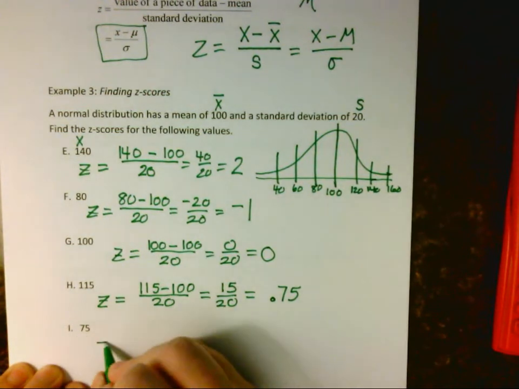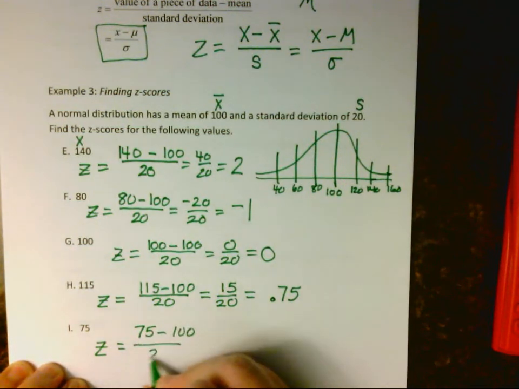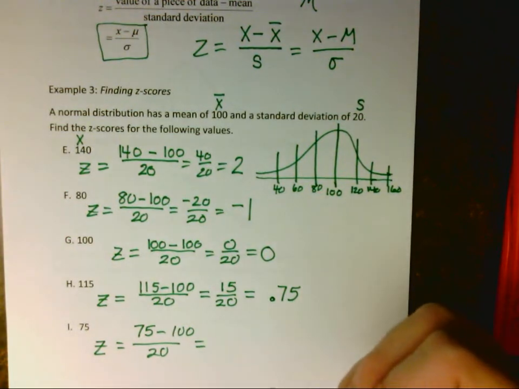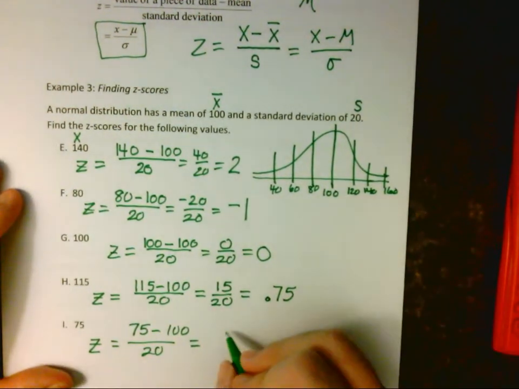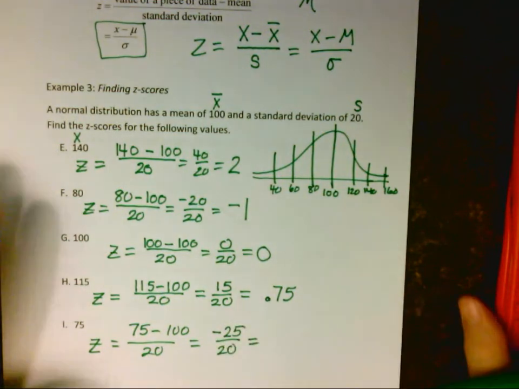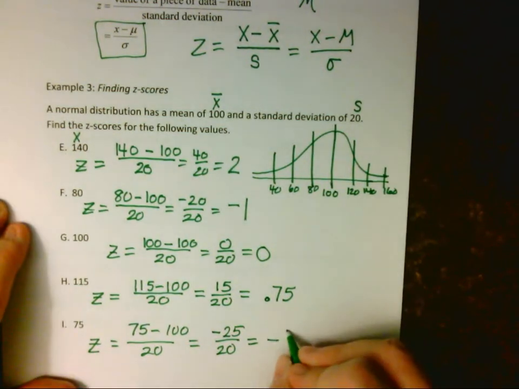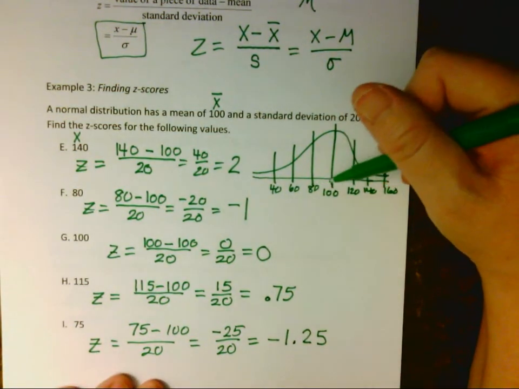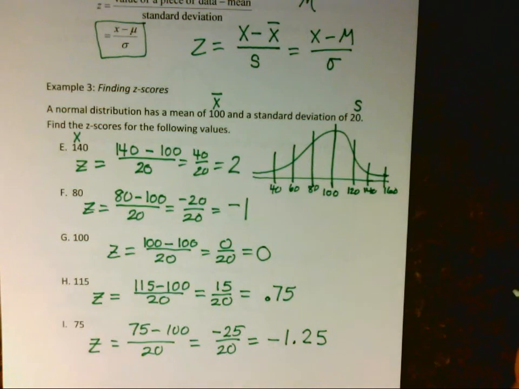And finally, when z is 75, we take 75 minus 100 and divide by 20. Keep in mind, a good thing to do would be to turn off the lecture and calculate these on your printed out lecture notes, then turn back on the lecture and check them. That way you can see if you're getting them on your own. Negative 25 divided by 20 will be negative 1.25. So it's 1 1/4 deviations below, and that makes sense because 1 deviation would be 80. 1/4 of 10 is 2.5, right? So that looks perfect.